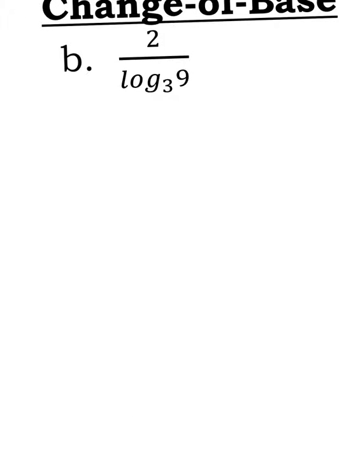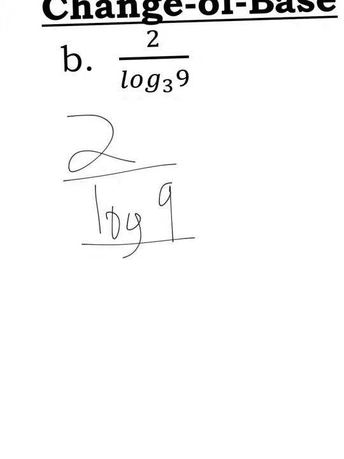So B says 2 divided by log base 3 of 9. So we can figure this out in our heads kind of right now, actually. This means 3 to some power equals 9. I know 3 to the second power is 9, so therefore this must equal 2. And 2 divided by 2 is 1. So if we do the change of base formula, I'm going to do 2 divided by log base 10, or just log, of 9 over log of 3.